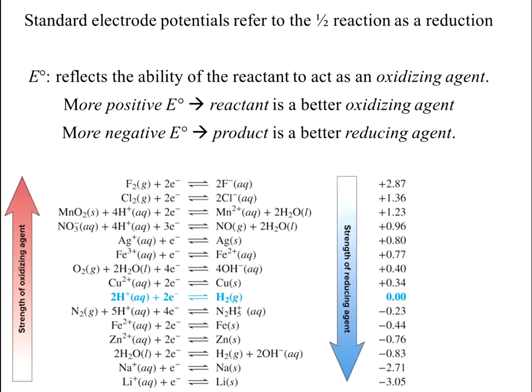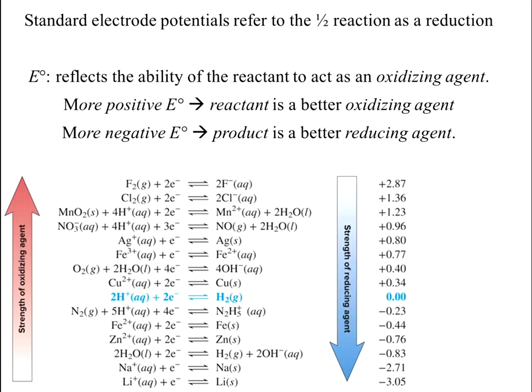At the bottom of the table, we see group 1 metals, lithium and sodium, as examples. We see that they have very large negative standard reduction potentials. That means they're most stable in their ionized form. So the favorable reaction is the reverse of what is shown here. The ions are stable, not the metals. Therefore, the more negative the E0, the better the product, in this case the metal, is as a reducing agent.